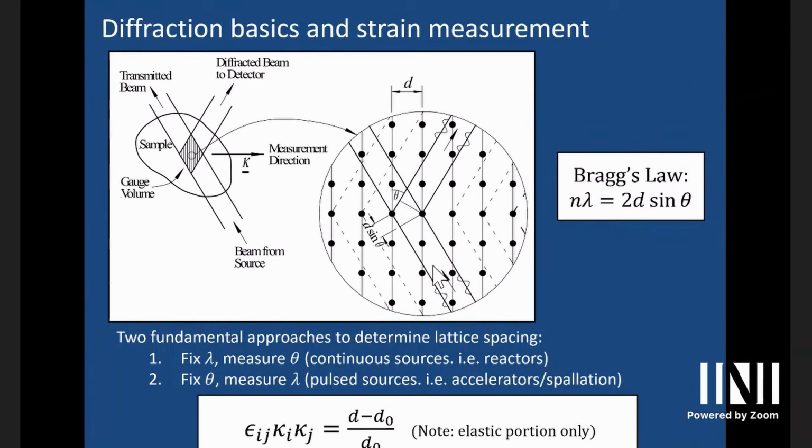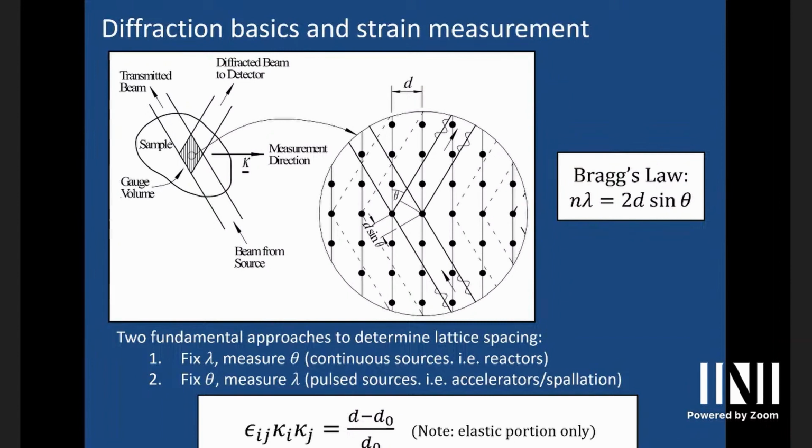And if you have a direction where, with this angle change, the extra length is one whole wavelength, you'll get constructive interference and you're more likely to scatter in that direction. This is a simple 2D case, and you can see that it's related by Bragg's law, which is nλ = 2d sin θ. And so essentially, that scattering angle or wavelength tells you about what happens.